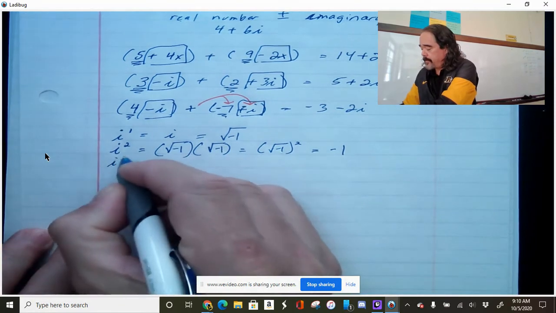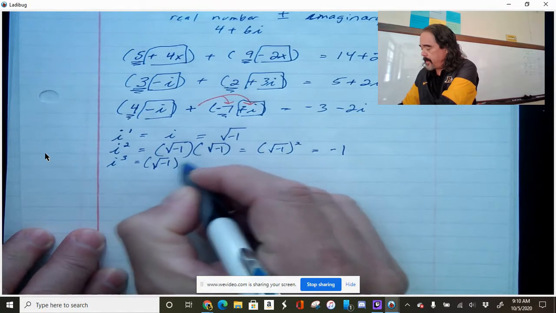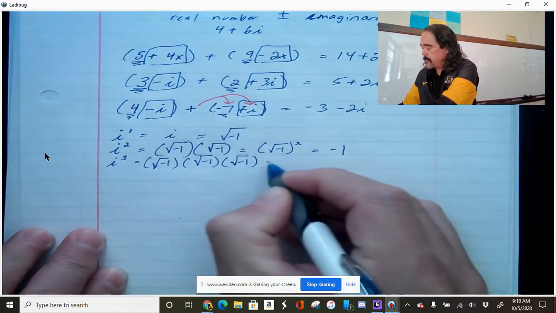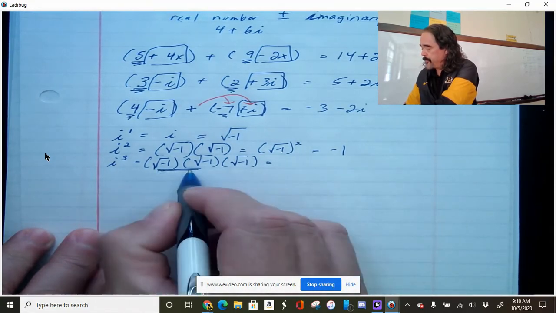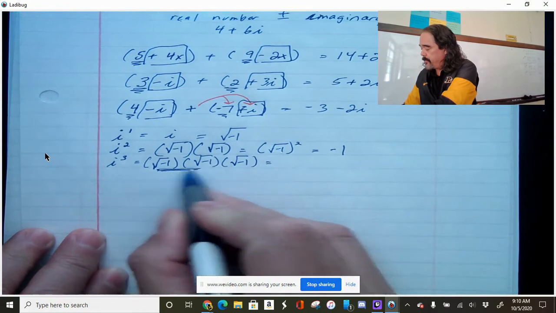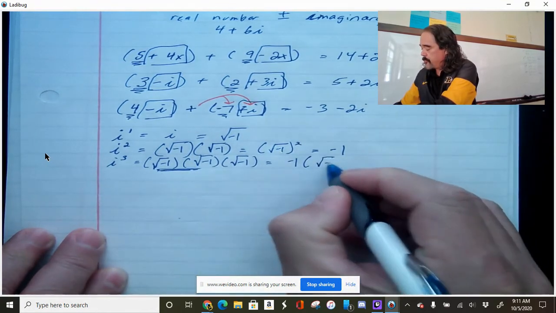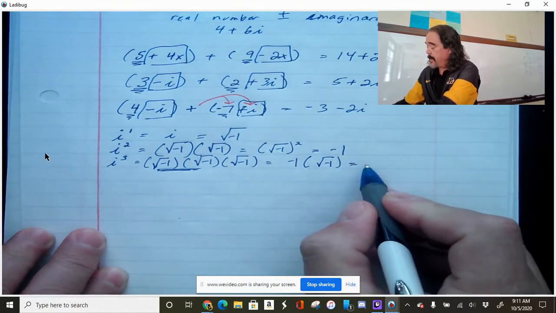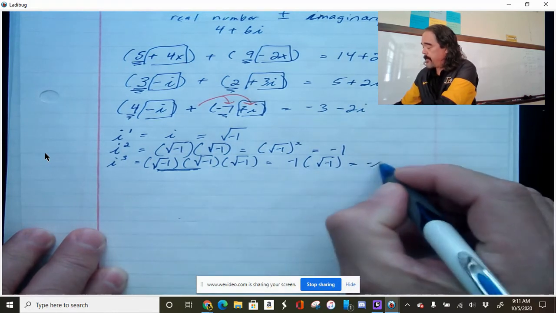If we have i to the third power, that's the same thing as saying the square root of -1 times the square root of -1 times the square root of -1. Well, we already know what these two are equal to, so we did it up here. So these two right here are equal to -1 times the square root of -1. Let me just rewrite that back in as i. So this is i times -1, which is -i.